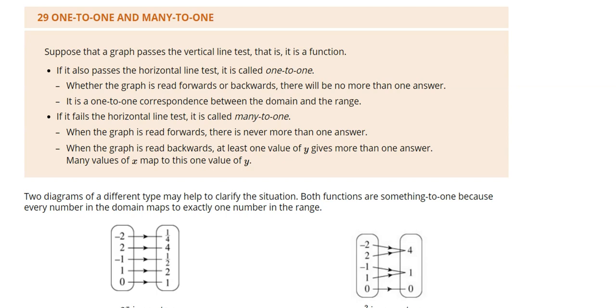It's many to many because it fails both tests. No, it's not a solid line. So the fact that the vertical line could pass through at only one point doesn't negate the fact that it could pass through at more than one point. So it's not about where you apply the test, it's about where you can apply the test.